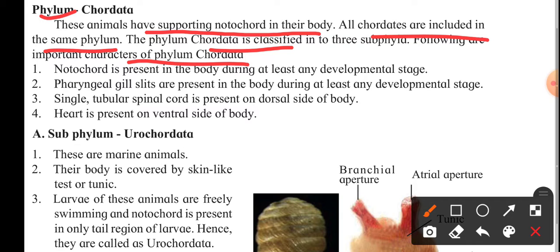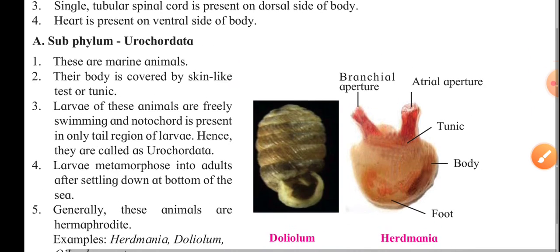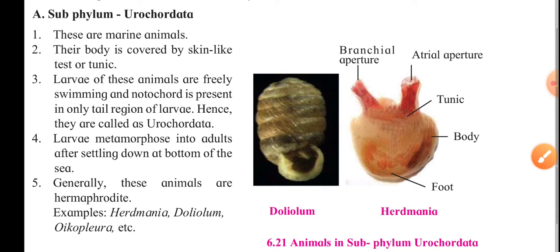And the important characteristics of the phylum Chordata: the notochord is present in the body during at least any developmental stage. Then the pharyngeal gill slits are present in the body during at least any developmental stage. A single tubular spinal cord is present on the dorsal side of the body, and the heart is present on the ventral side of the body.